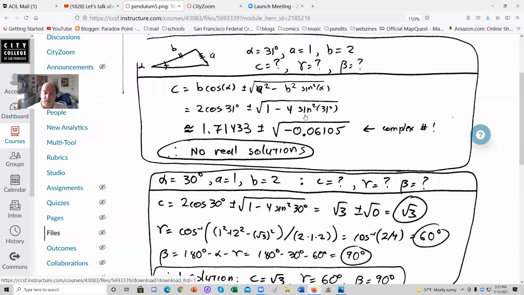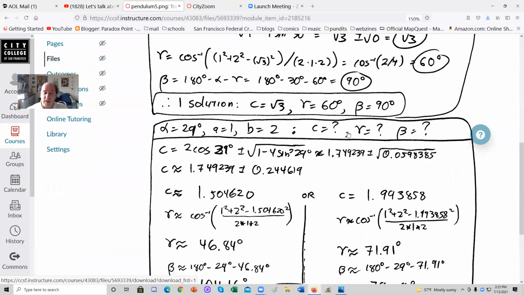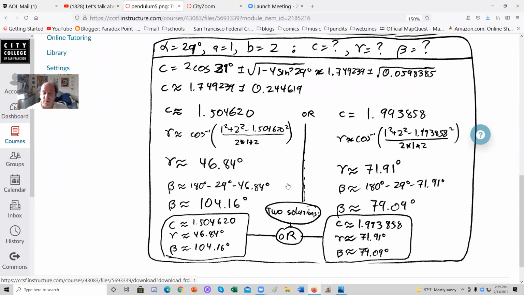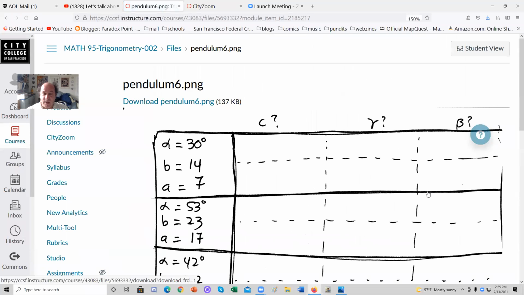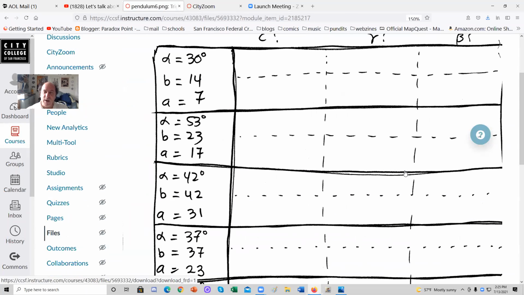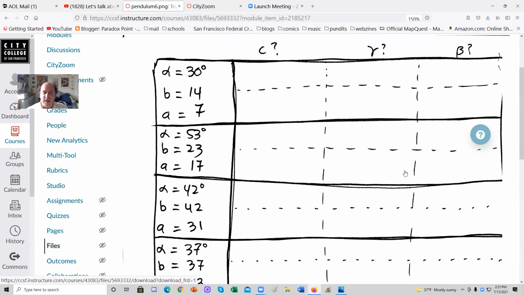And here we have the case where there are no solutions. Here we have exactly one solution because B is 90 degrees. Here we have two solutions, which we have to work out separately and answer separately. And here, again, we have 8 problems about side angles. Some of these have no solutions, some have one solution, and some have two solutions.